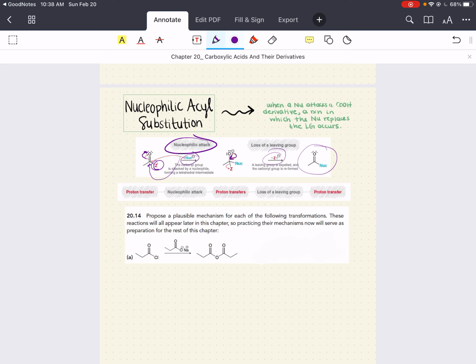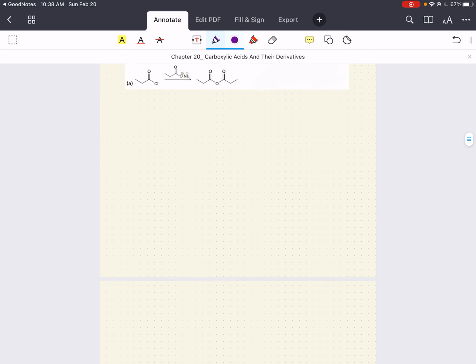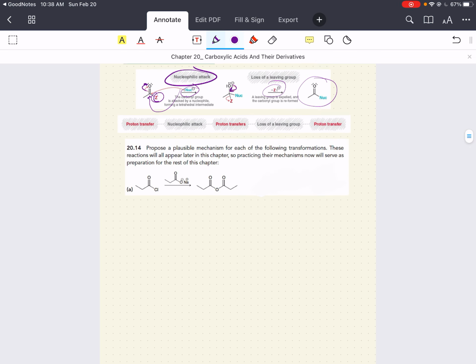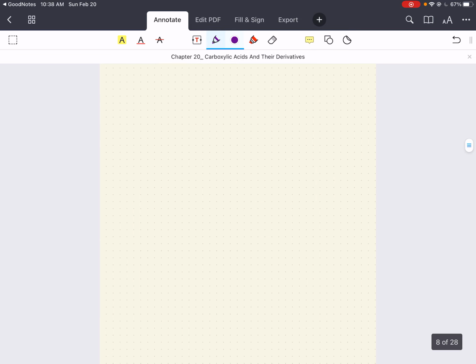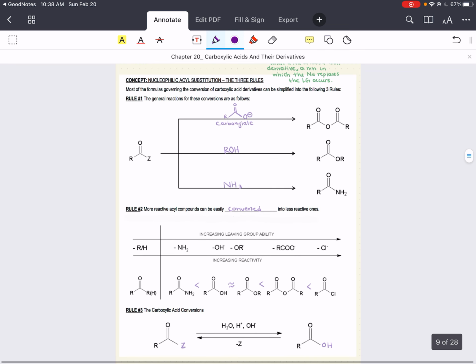Now, sometimes when you're drawing out the full mechanism, there might be intermediate steps of proton transfers to make sure that if you're conducting this reaction in an acid environment, you're not forming bases. And if you're doing these mechanisms in basic conditions, you're not forming acids. All right, so just letting you know. Now, a few more notes really quickly before we jump into some practice problems. I'm just going to restate some of the things we have already covered, and I want to move into this page right here.